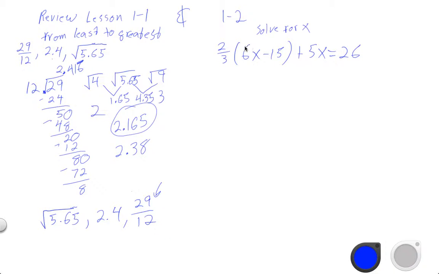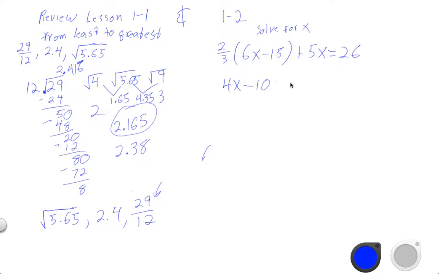But because everything inside of these parentheses is divisible by 3, I'm just going to distribute this 2/3 through. So 2/3 times 6x would be 6 divided by 3 is 2, 2 times 2 is 4, so that gives me 4x. 15 over 3 is 5, 5 times 2 is 10. So we're going to do minus 10.